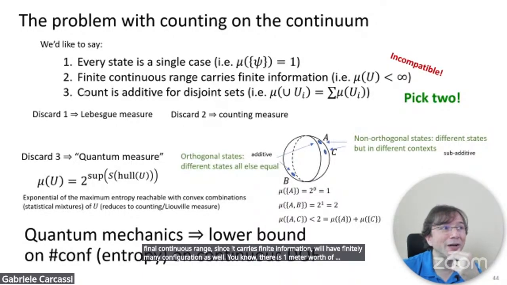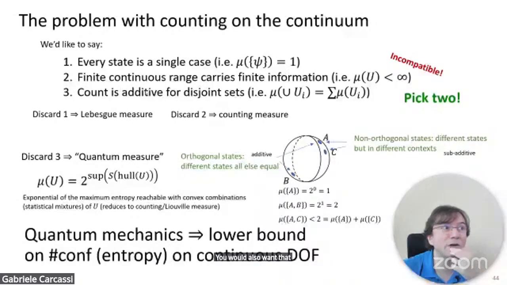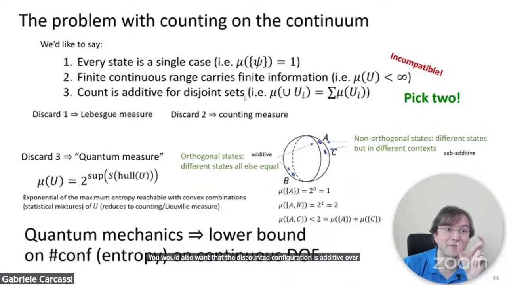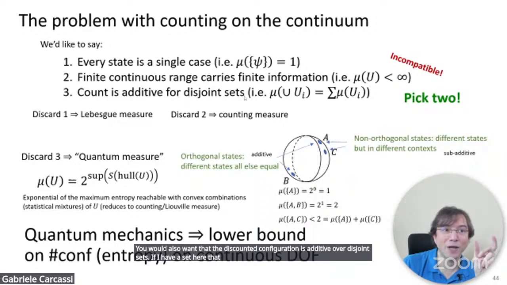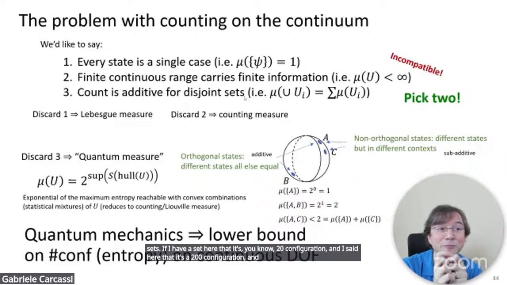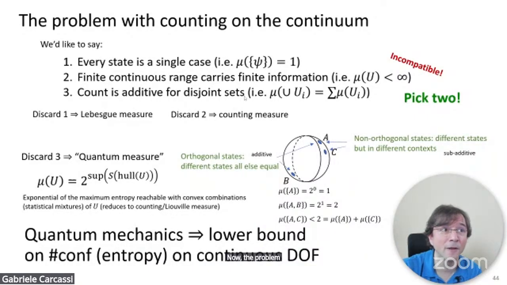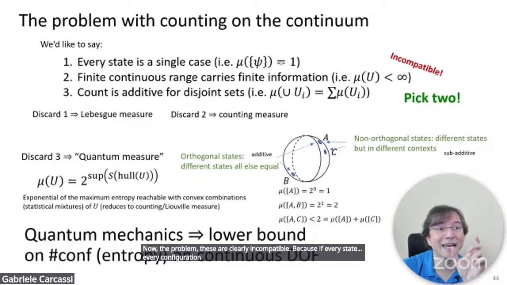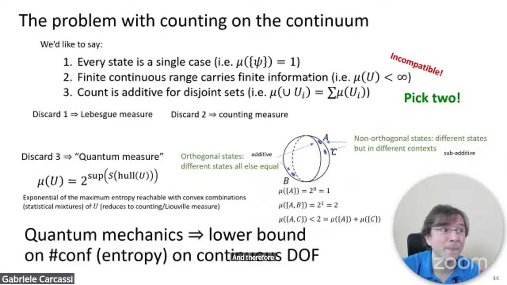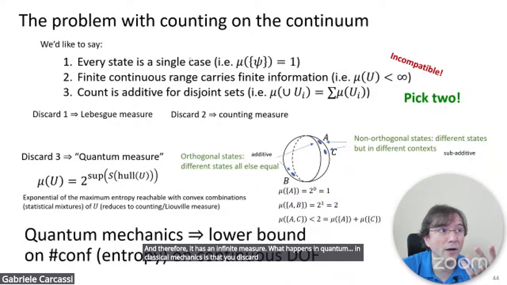You would also want the discounted configuration to be additive over disjoint sets. If I have a set here that is 20 configurations, and a set here that is 200 configurations, and they're disjoint, when I put them together, I get 220 configurations. Now the problem is these are clearly incompatible, because if every configuration counts as one, and a finite range has to be additive, you would get that the finite range has infinitely many points, and therefore it has an infinite measure.